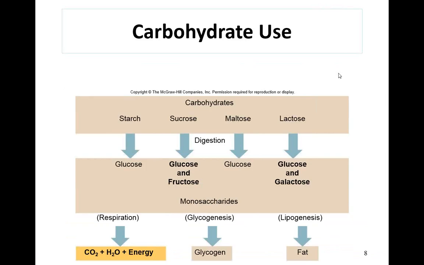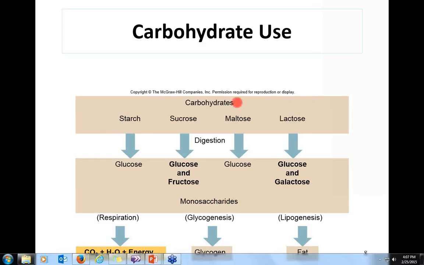So what do we use carbohydrates for? Well, when we digest carbohydrates, such as starches, we make glucoses. Sucrose is digested into glucose and fructose. Maltose is plant sugar. And lactose is glucose and galactose.